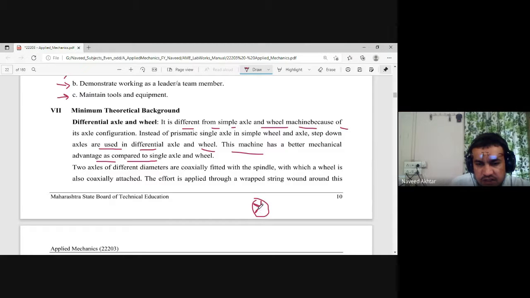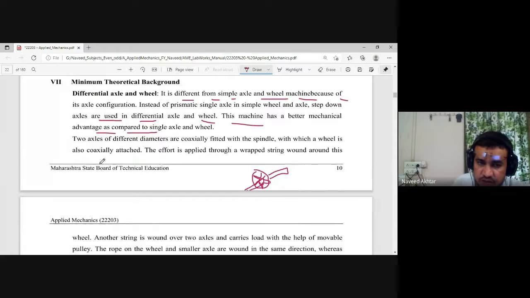If I draw, this is the wheel, and the wheel is connected with the axle. So this is the simple axle and wheel. But in the differential axle and wheel, the two axles of different diameter are coaxially fitted with the spindle. That is why it is called the differential axle, with which a wheel is also coaxially attached.